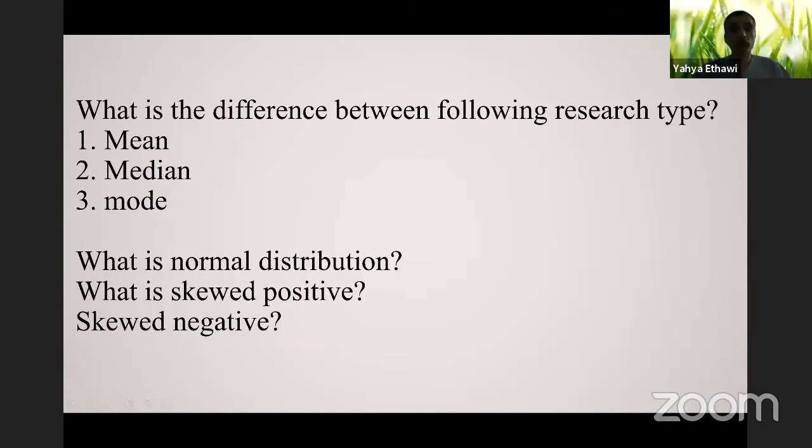So the other question is not the research type, but the data representation type. This is a typing error. What is the difference between mean, median, and mode? Any idea?